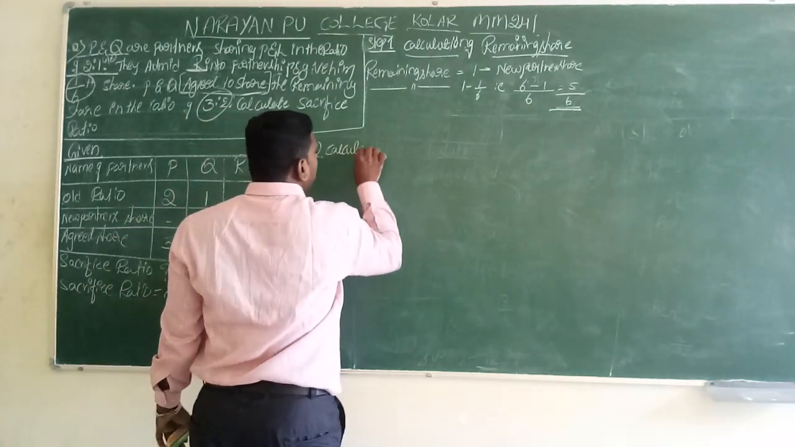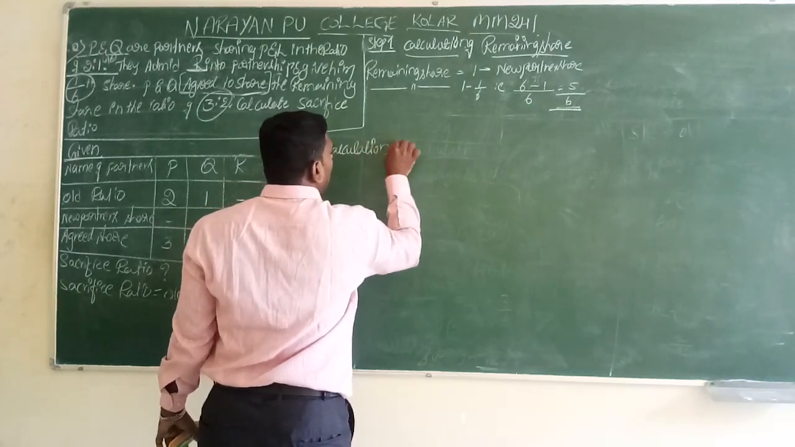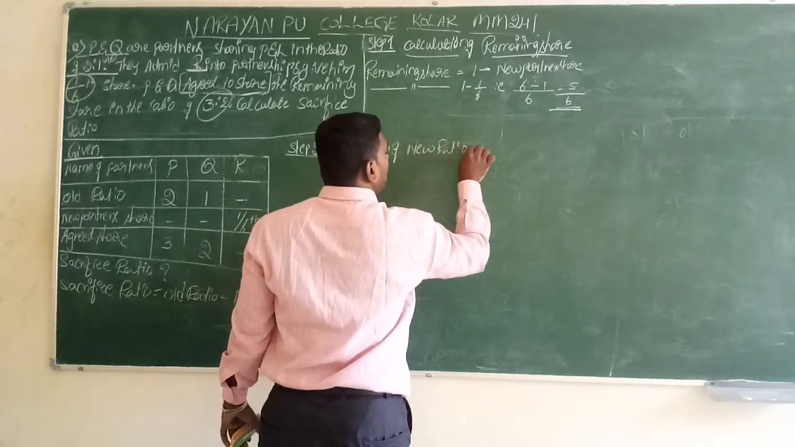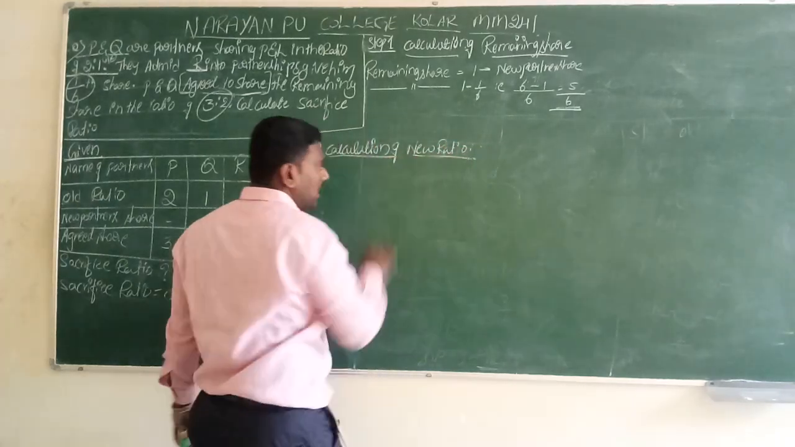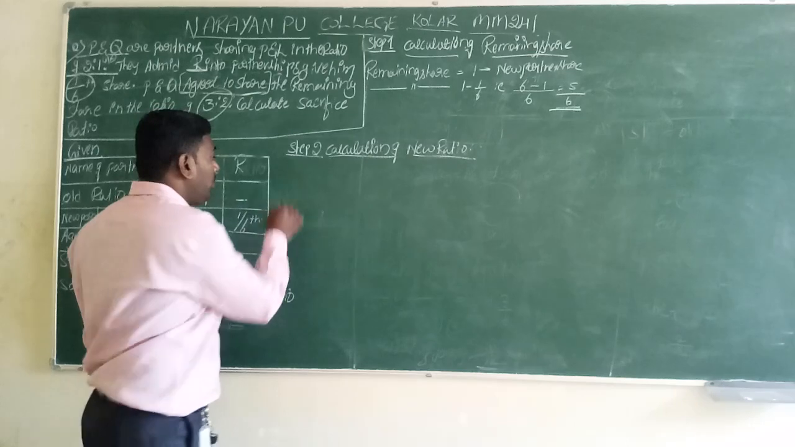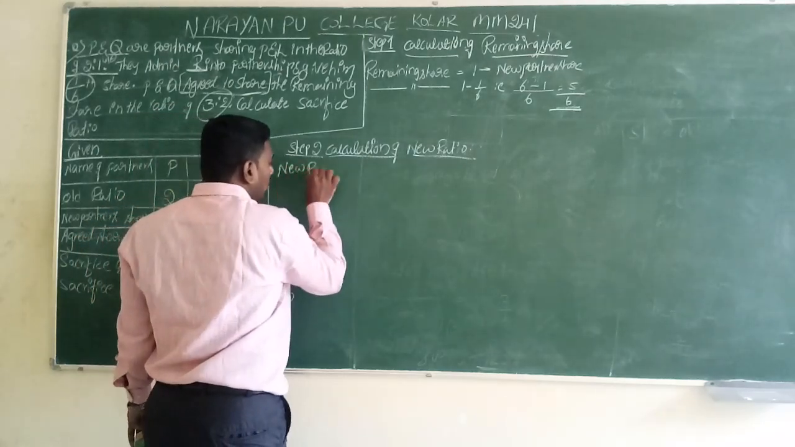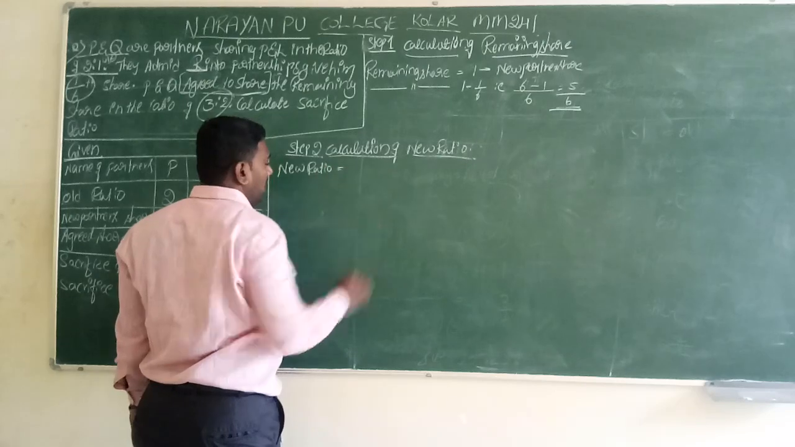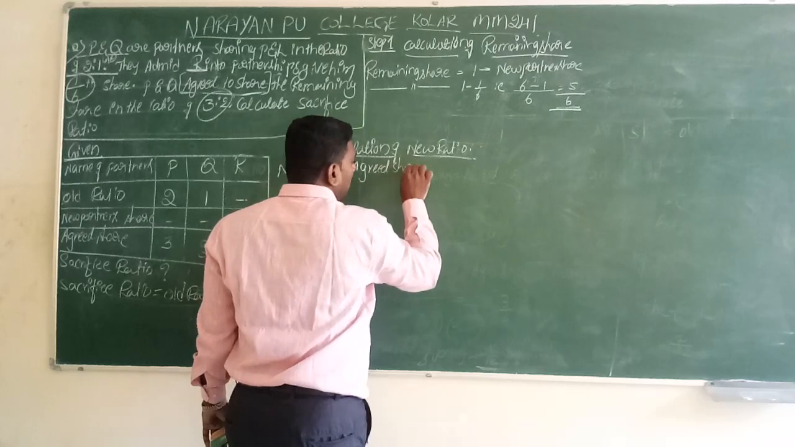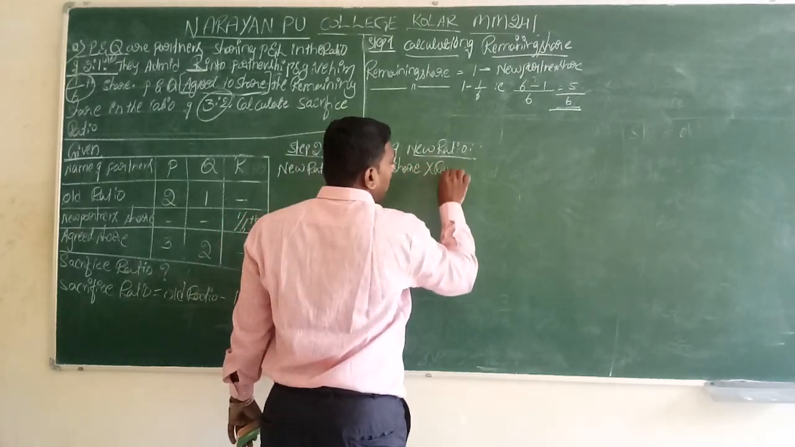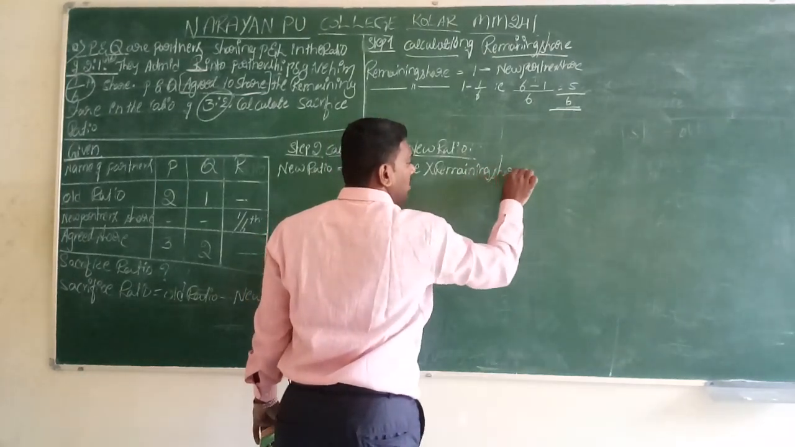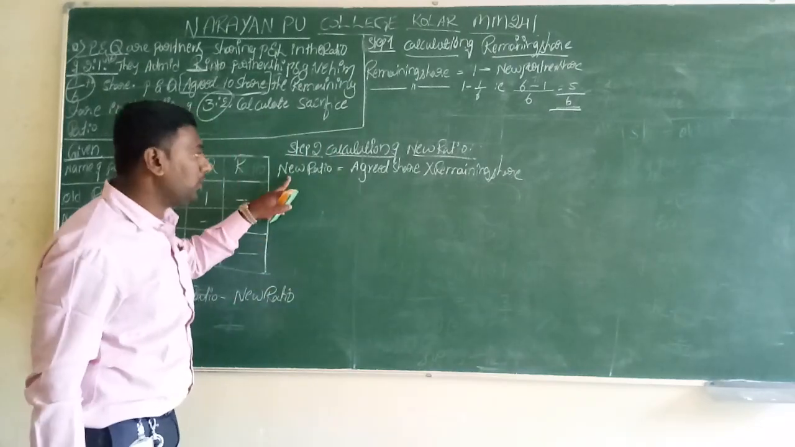Calculation of new ratio. In step number 2, we have to calculate a new ratio. So for the calculation of new ratio, we have a formula: new ratio is equal to agreed share into remaining share. This is the formula. With the help of this, we have to calculate the new ratio.